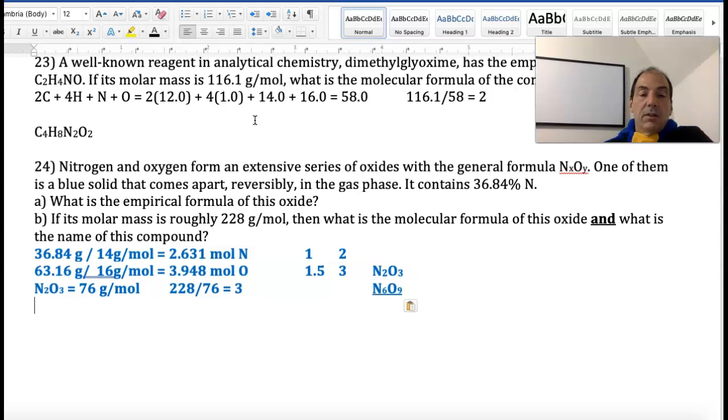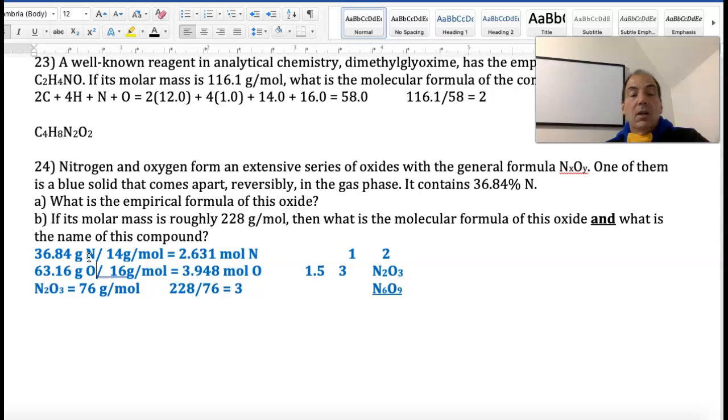Okay. So we had 36.84% of nitrogen. So that meant the remaining 63.16% had to be the oxygen. So I probably should have labeled this N and O. I prefer to label things. Okay, the molar mass of nitrogen is 14 grams per mole. Molar mass of oxygen is 16 grams per mole. So we get around 2.631 moles of nitrogen, 3.948 moles of oxygen. When I divide it out, I got a 1 to 1.5 ratio.